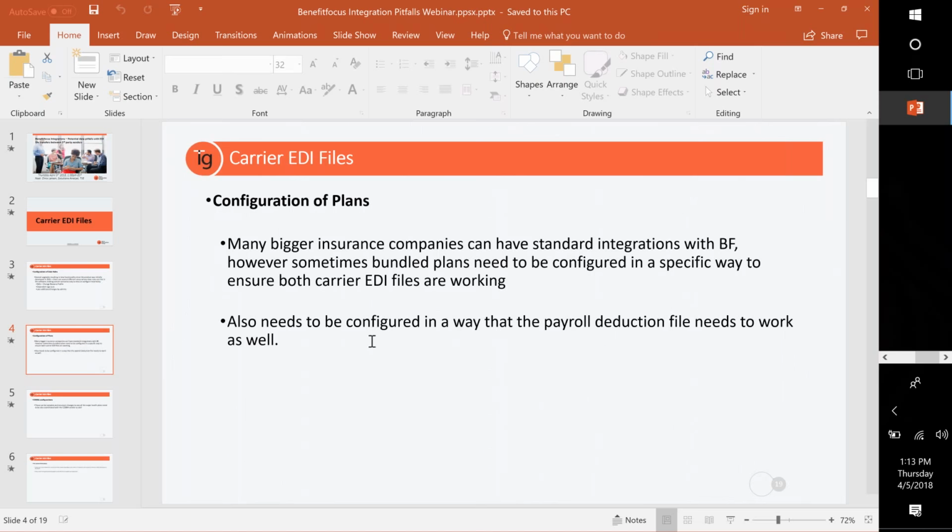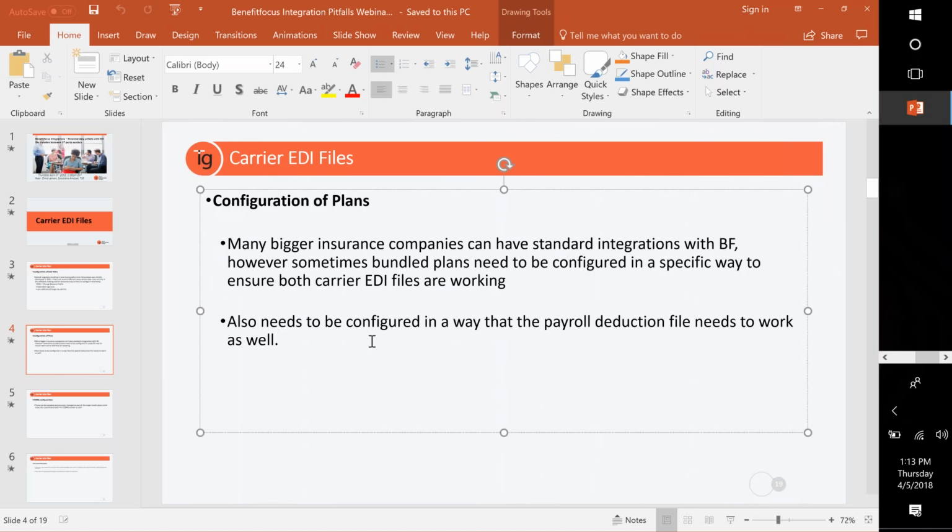Another big thing to pay attention to here, and one of the themes throughout this presentation, is that you're going to have two teams specifically working with Benefit Focus once you're live. Most companies will have a payroll team and a benefits team. And one thing that I have noticed in my experience is that those two teams aren't always working together, meaning they don't know exactly what's going on in the other department, nor should they.